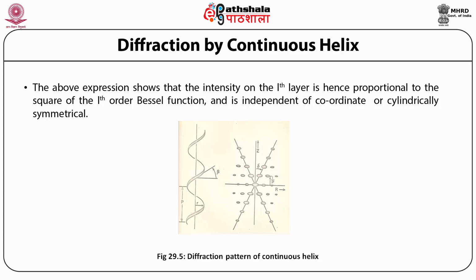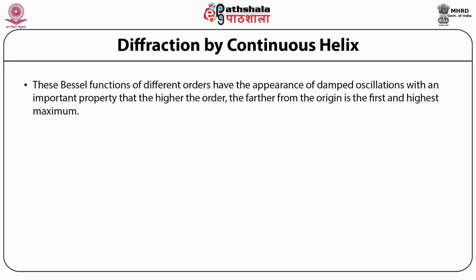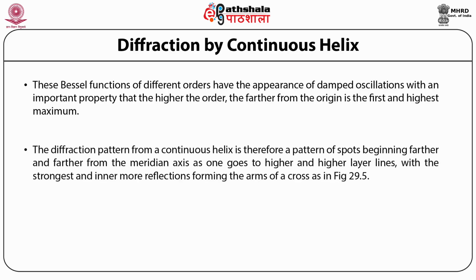You can see on the right hand side clearly the pattern of X denoted by two cross lines. These Bessel functions of different orders have the appearance of damped oscillations with an important property that the higher the order, the farther from the origin is the first and highest maximum. The diffraction pattern from a continuous helix is therefore a pattern of spots beginning farther and farther from the meridian axis as one goes to higher and higher layer lines, with the strongest and innermost reflections forming the arms of a cross as shown in the above figure.